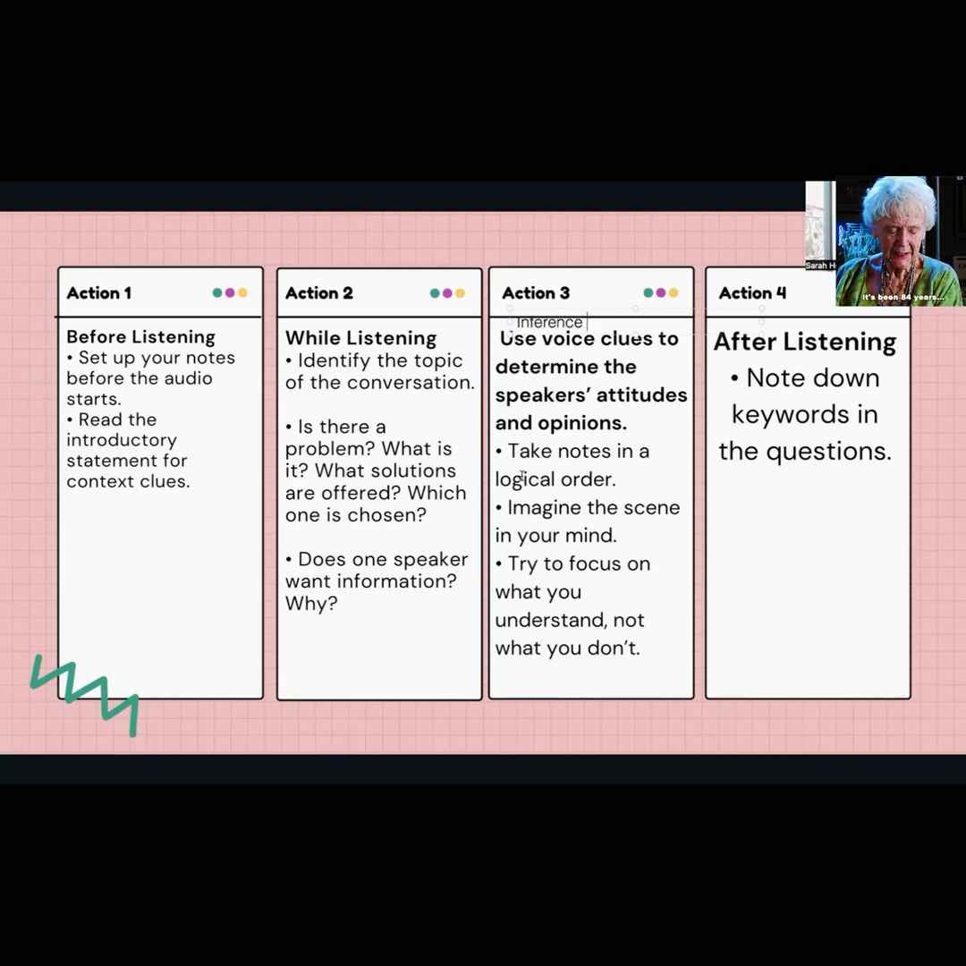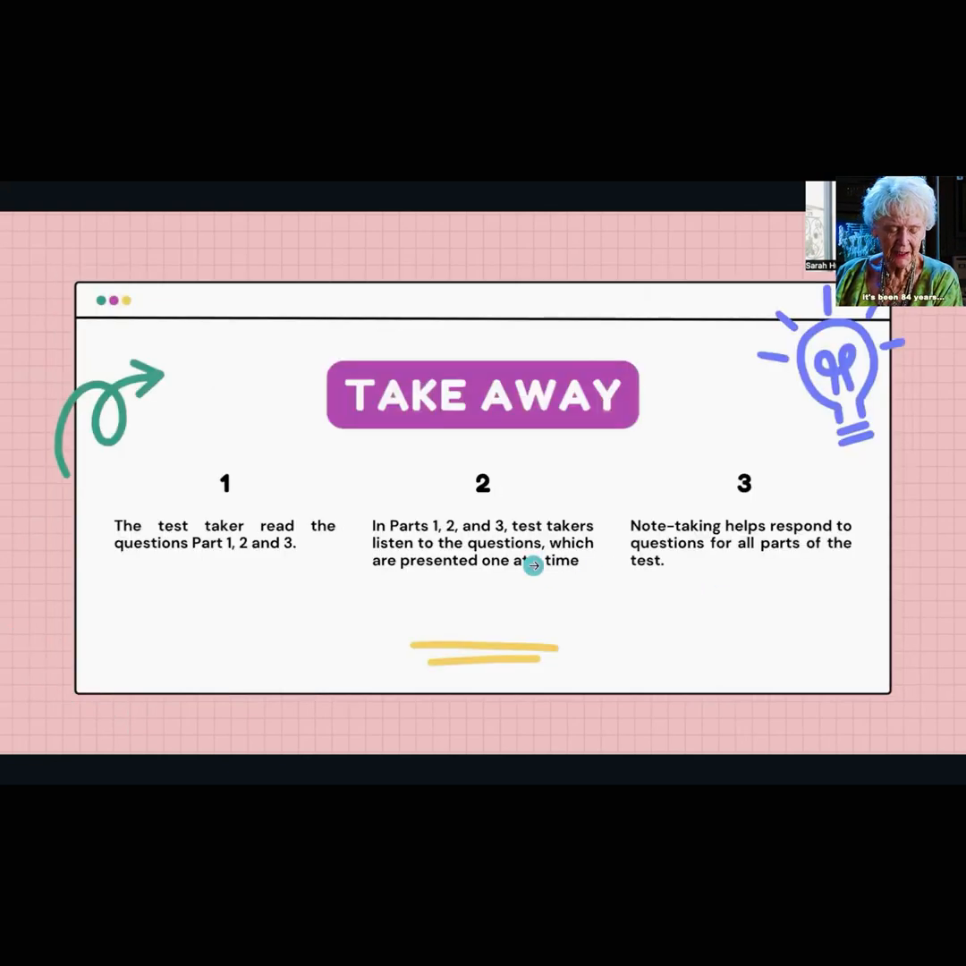Inference. Yeah. So take notes in a logical order. That will be easier for you to find the answers. And imagine the scene in your mind and try to focus on what you understand, not what you don't. Yeah. Lastly, at the end, note down keywords in the questions. Alrighty. So the test takers read the question part 1, 2, and 3. And for the questions, you get to listen one at a time. You don't get to read. Yeah. So make sure our note taking is organized. That helps you to find your answers.